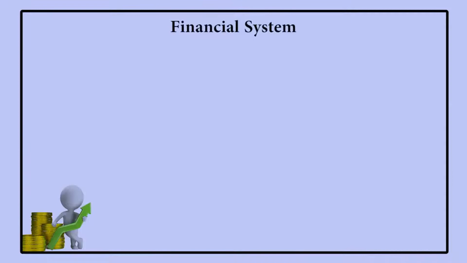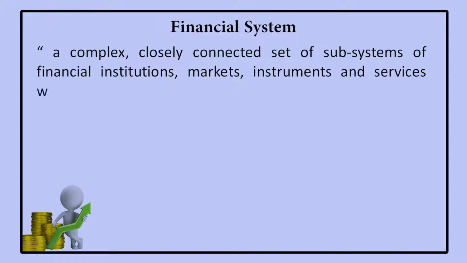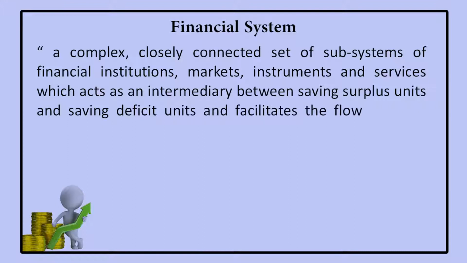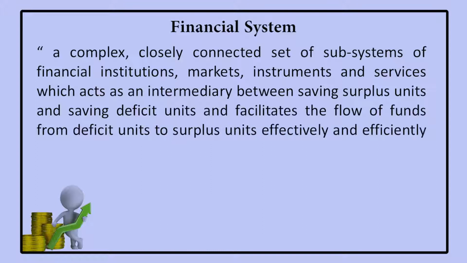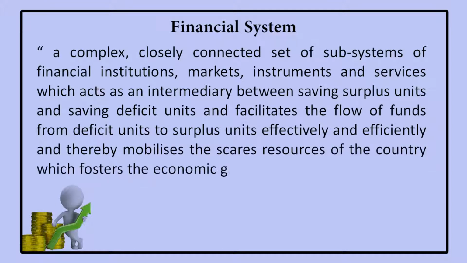Okay. Now from here we can ask, what is a financial system? A definition is given here: a financial system is a complex, closely connected set of subsystems of financial institutions, markets, instruments, and services which acts as an intermediary between savings surplus units and savings deficit units and facilitates the flow of funds from surplus units to deficit units effectively and efficiently, and thereby mobilizes the scarce resources of the country, which fosters the economic growth of a country.